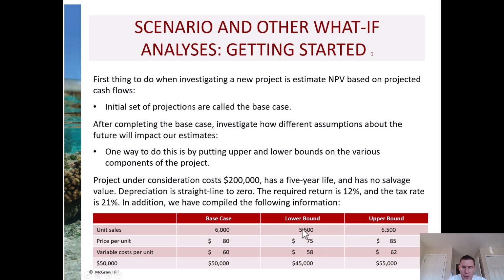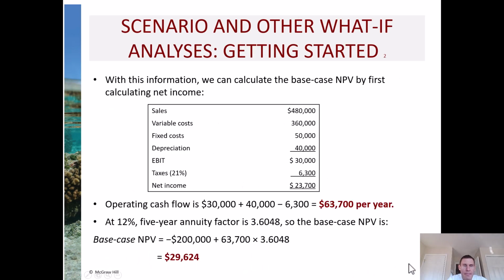You can see the lower bound, lowest, a lower amount of sales, and then you see the upper bound, of course, higher sales. We've got the price per unit, we've got the variable cost per unit, and then you can see down here what we would ultimately make.